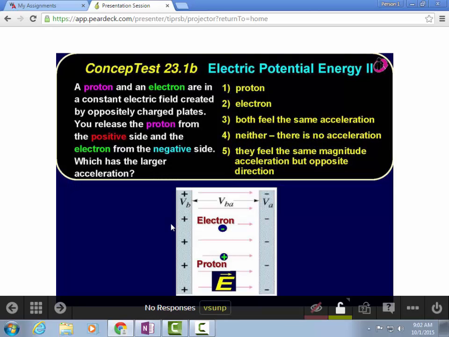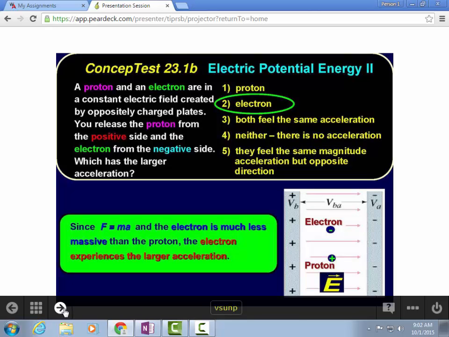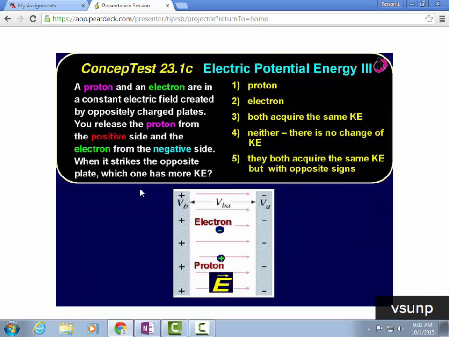Okay, now we go to actually a real question. Which has larger acceleration? It would be the one with the electron. Electron. All right, that's what I thought the last time, and I'm like, wait, that's not... So now we go to the real question. When it strikes the opposite plate, which one has more kinetic energy?